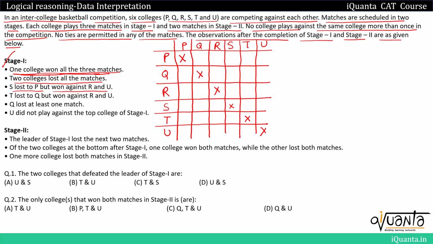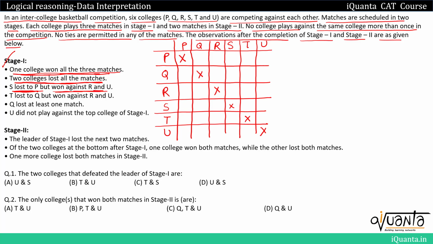1 college won all the 3 matches. Now we do not have any information about which college that is, so we'll leave this. Second clue is 2 colleges lost all the matches. Now we do not know anything about which college is losing or winning, so we'll move ahead. S lost to P but won against R and U.